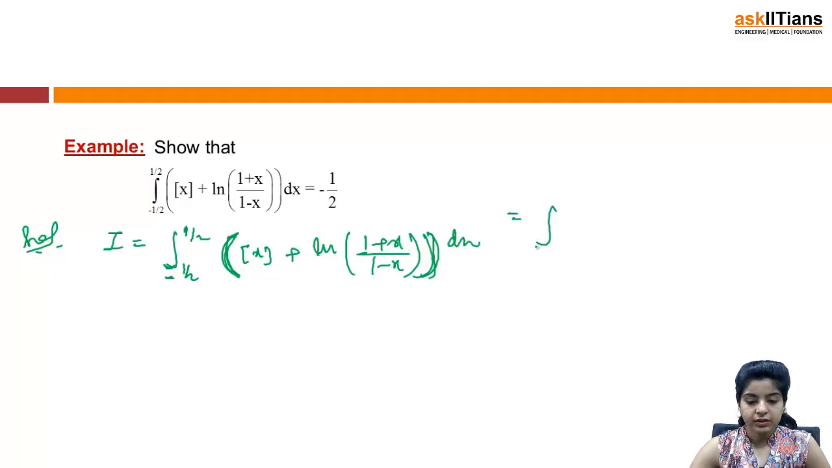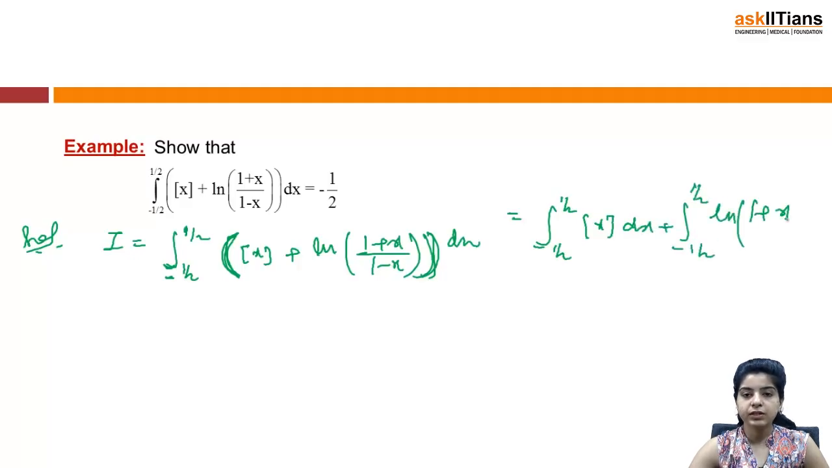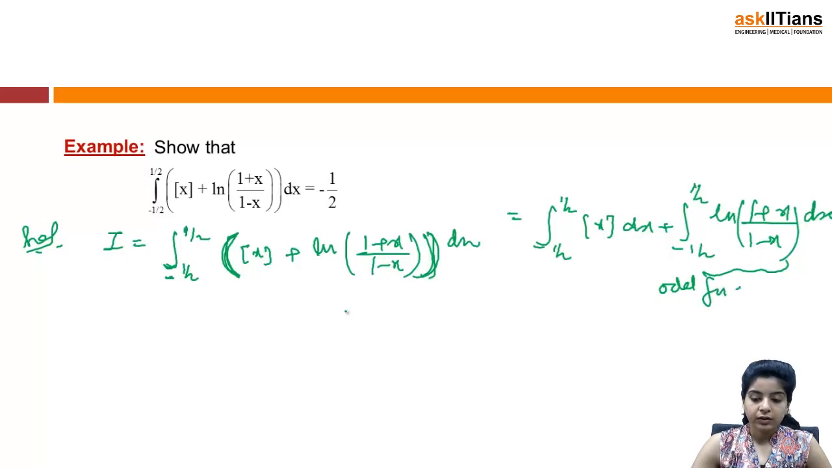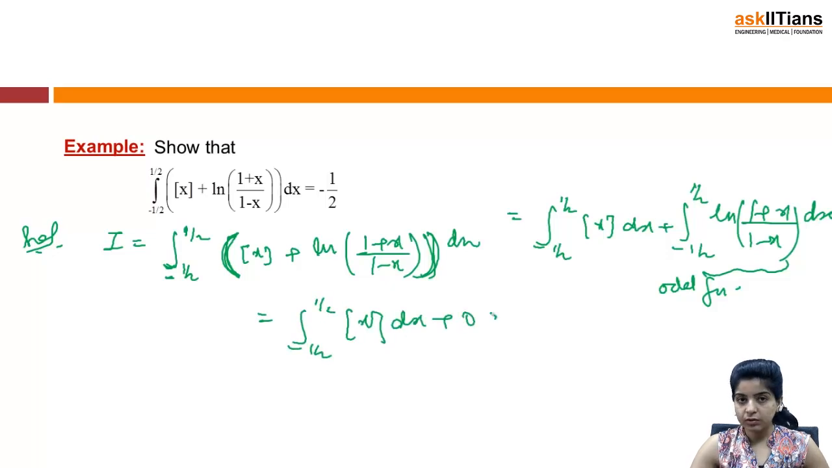So this is basically minus half to half. Let me just separate the two terms. So it becomes minus half to half ln of (1 plus x by 1 minus x) dx. Now just see that this is an odd function, right? Since this is an odd function, this integral would directly be equal to 0. So we have minus half to half this term plus 0, using the property that we have discussed just now.